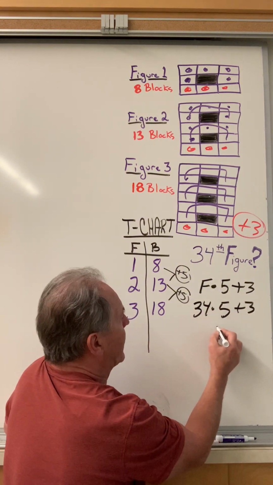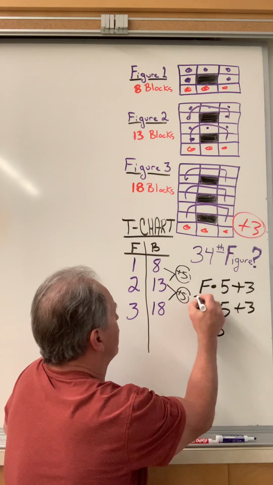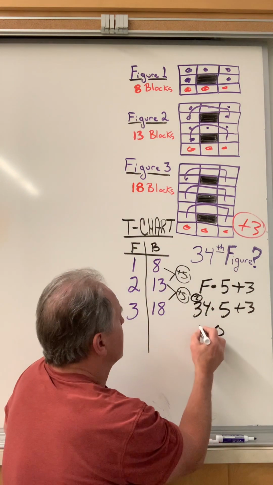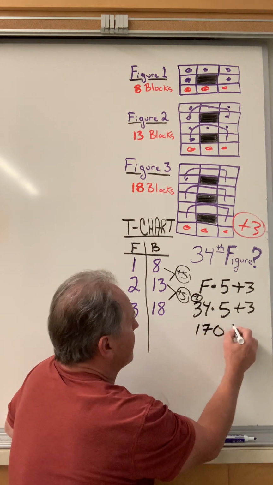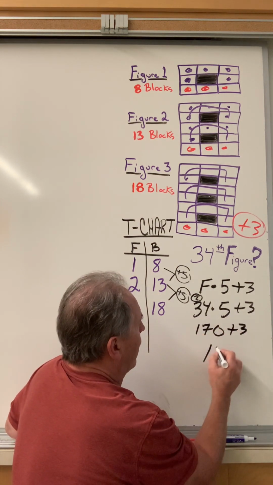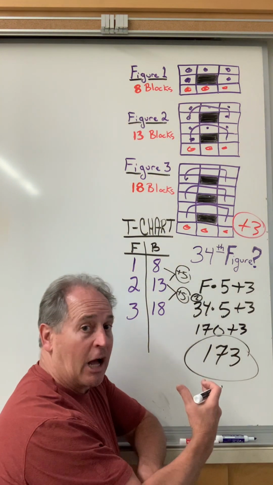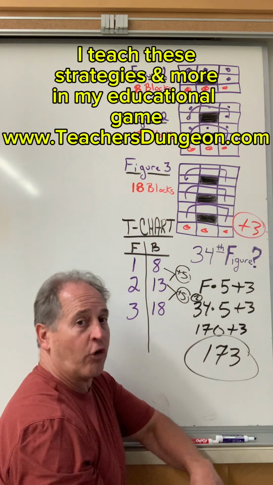5 times 4 is 20. I'm going to drop my 0, carry my 2. 5 times 3 is 15. Plus that 2 is going to give you 17. And then I've got to add the 3. And I got 173. And bam! Right there is the number of blocks needed to create the 34th figure.